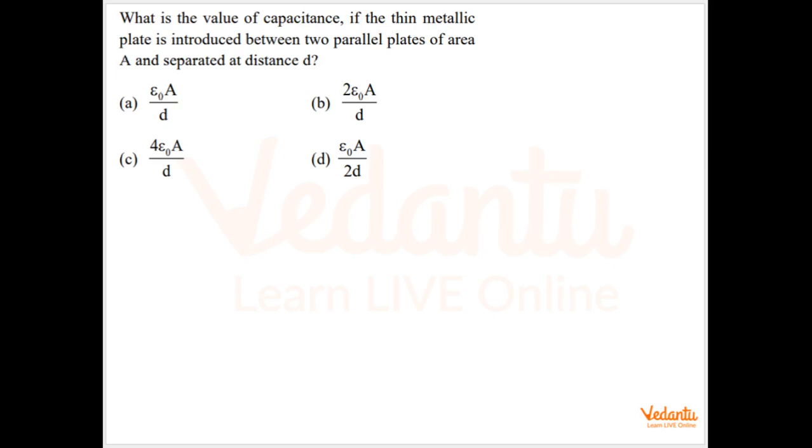In this question, there is a parallel plate capacitor in which a thin metallic plate is introduced in between the two parallel plates of area A and separation d. So, the original capacitance, let's say, is this. The separation between the two is d. And now we are adding one thin metallic foil in between. Let's say this distance is x, and this distance is y. Now x plus y will just be d.